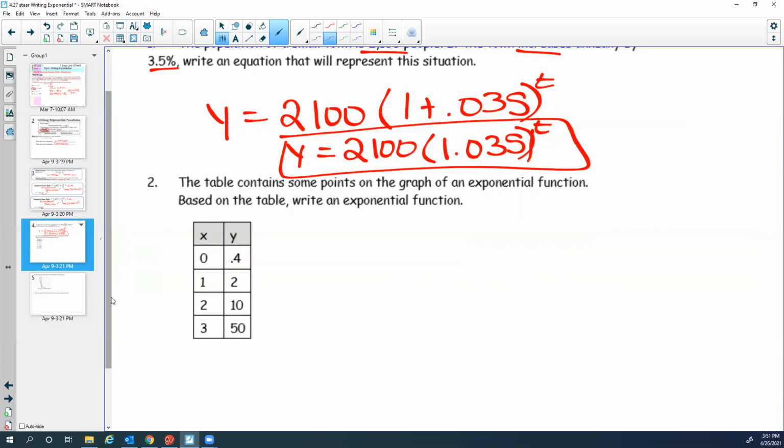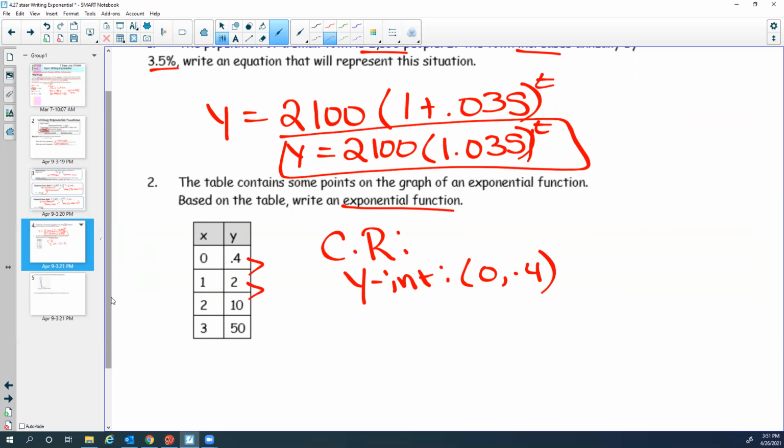Number 2, they're given a table and you need to come up with the exponential function. Whenever you're given a table, you need to come up with your common ratio and your y-intercept. Well, my y-intercept is (0, 4). For my common ratio, I need to figure out what I'm multiplying each of my y's by to get to the next one. Well, 2 times 5 is 10. 10 times 5 is 50. That must mean 5 is my common ratio. So final answer is my y-intercept of 0.4 times 5 to the x power.